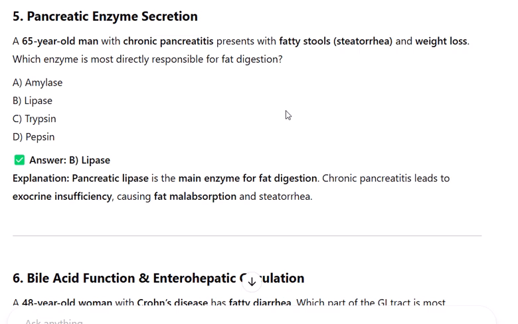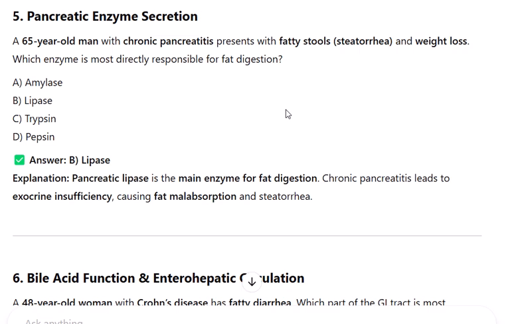Explanation: Pancreatic lipase is the main enzyme for fat digestion. Chronic pancreatitis leads to exocrine insufficiency, causing fat malabsorption and steatorrhea. 6. Bile acid function and enterohepatic circulation.